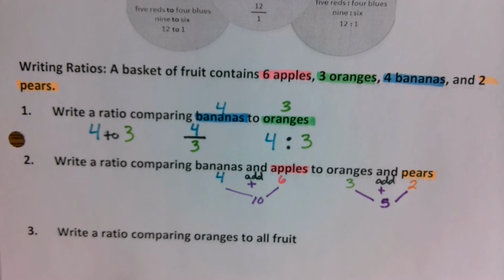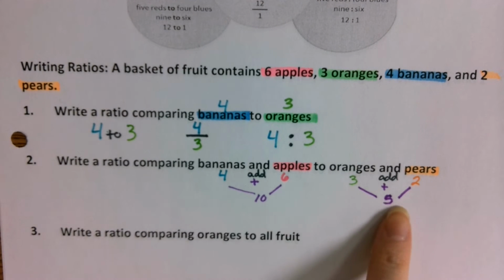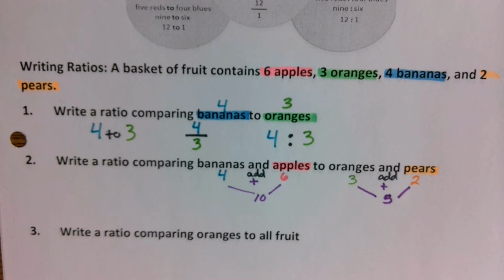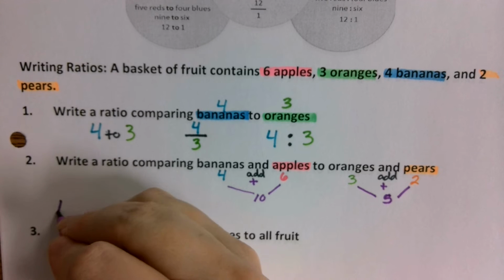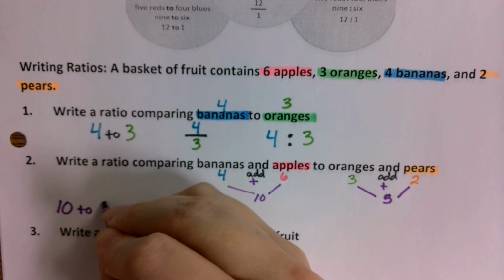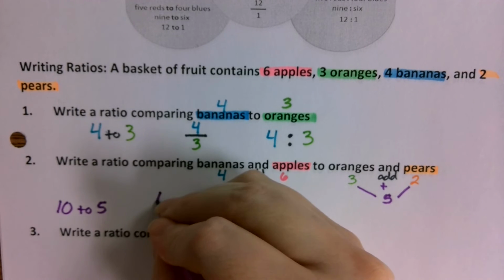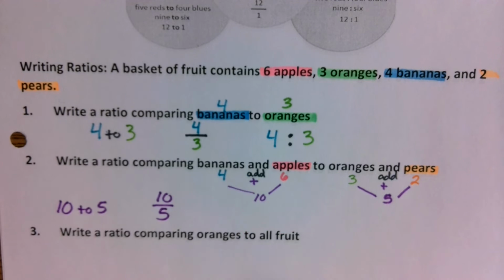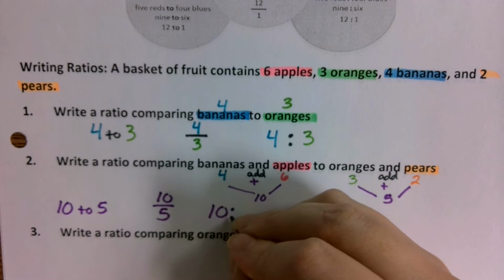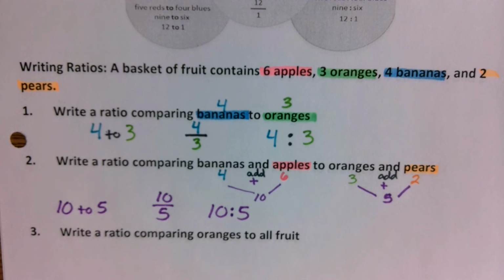So my ratio is going to be comparing 10 and 5 together. Okay? So I could write it as 10 to 5, 10 over 5, 10 colon 5.